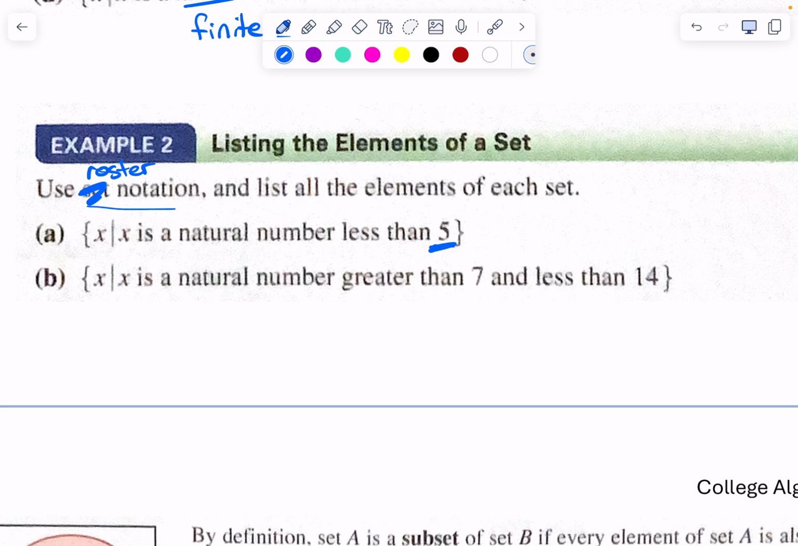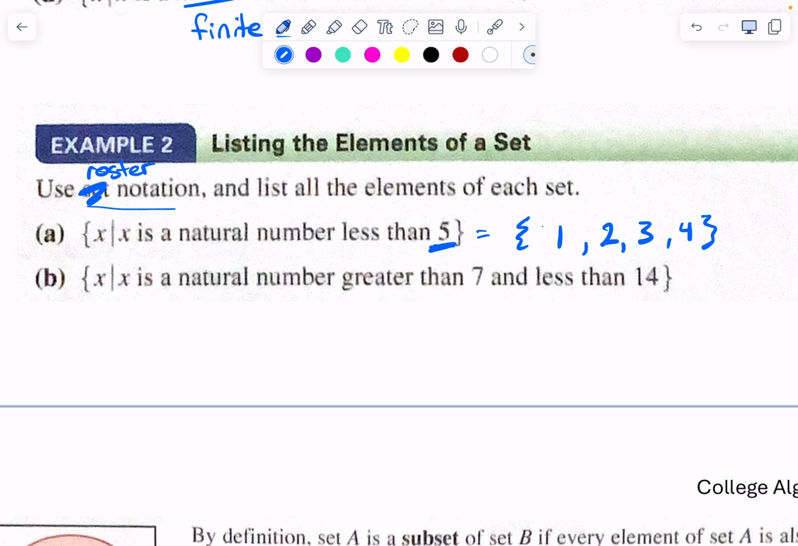So natural numbers less than 5. So we're going to say, here's my set. Say on there that we have a lower bound because it's a natural number. It can't go below 1.